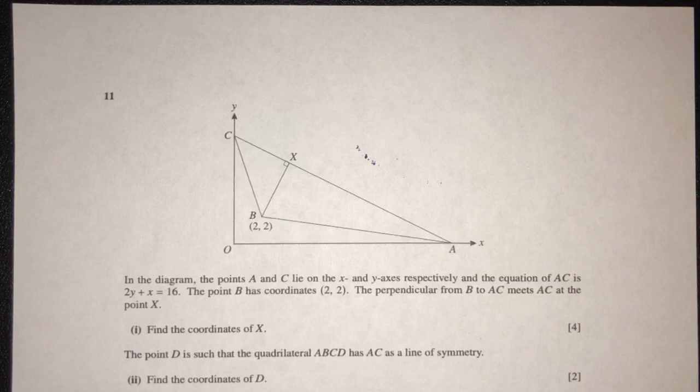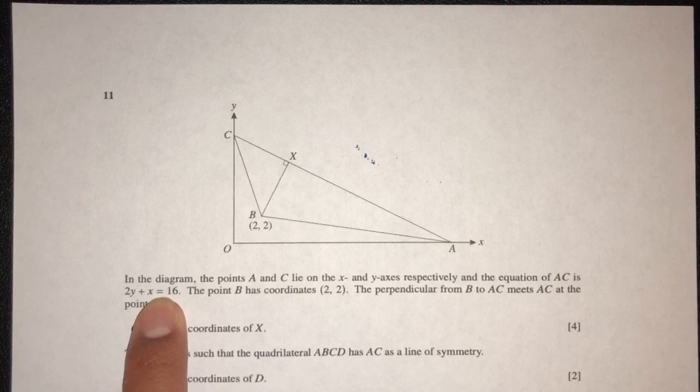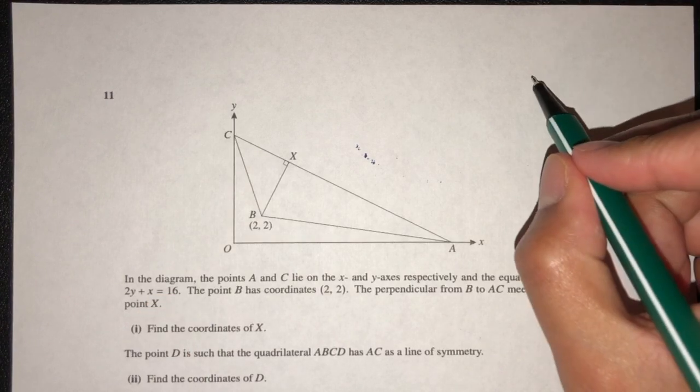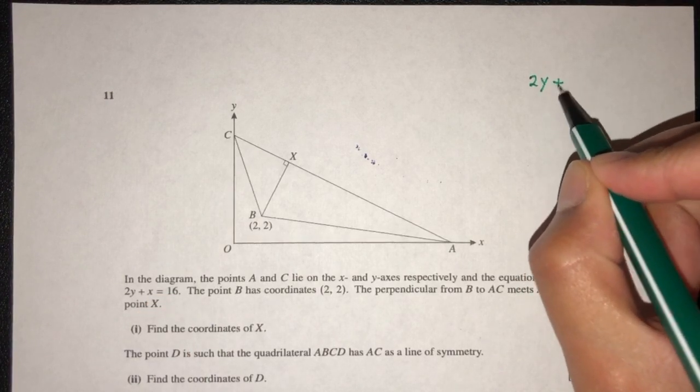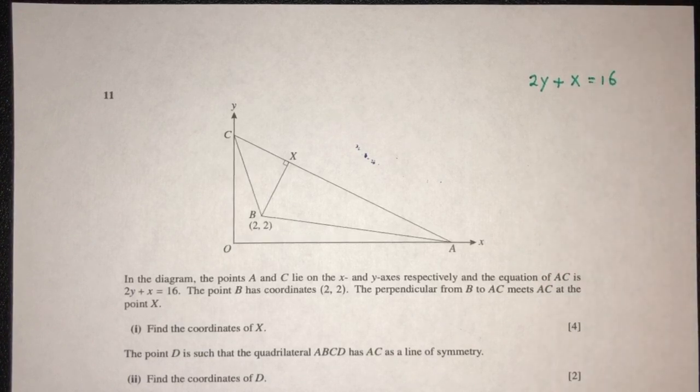Now, in the diagram, we have A and C lying on the x and y axes respectively. So A and C, as we can see here. Now, the equation of AC is given to you by this. That is good to know. The equation will be 2y plus x equals 16. Now, this is the line AC.